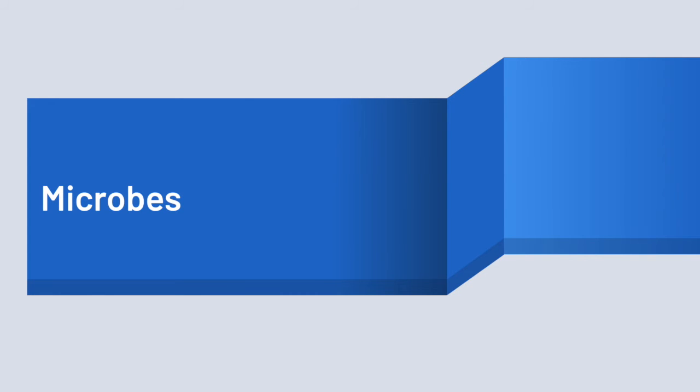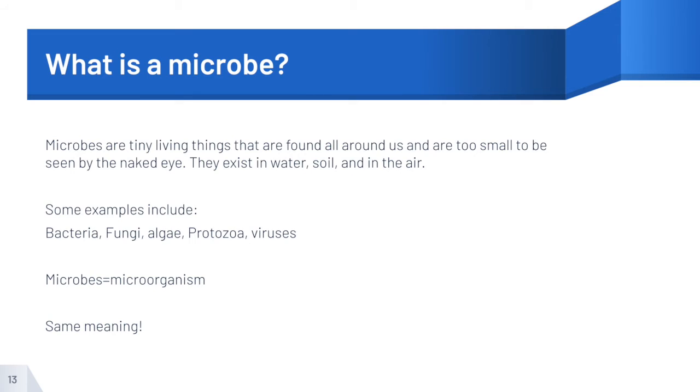And so, back to microbes. What we talked about is what a microbe was. It's a tiny living thing that is found all around us. They exist in water, soil, and in the air. Bacteria, fungi, algae, protozoa, and viruses. And for future reference, microbes and microorganisms are interchangeable terms.